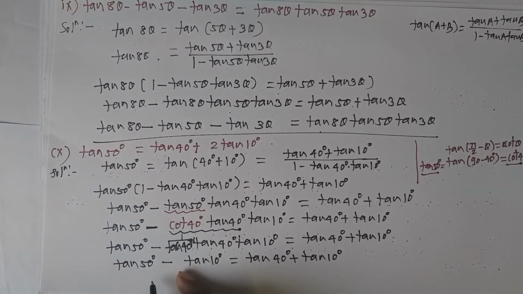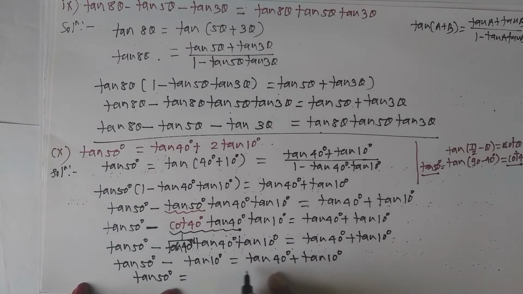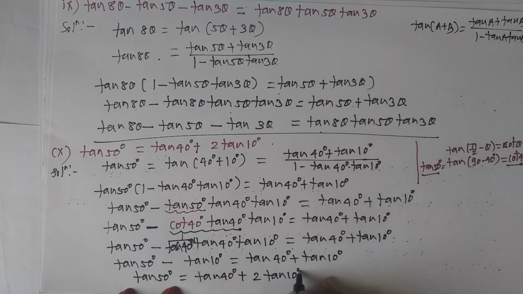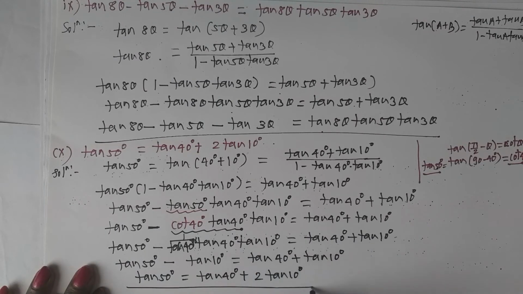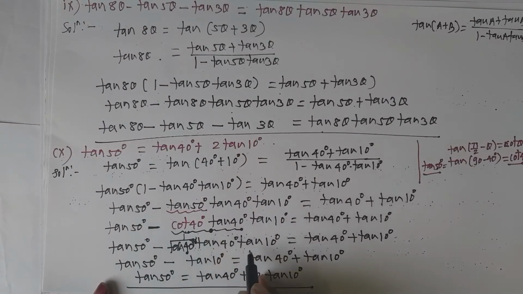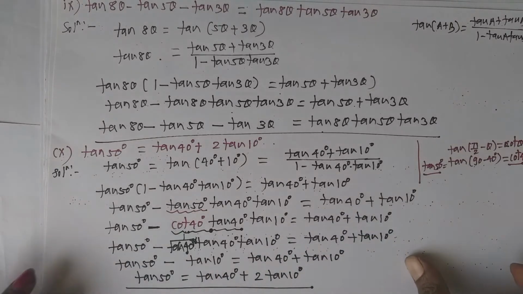And in the next step, you transfer this tan 10 degree to the right hand side, and this tan 10 and this tan 10 becomes 2 times tan 10 degree. Okay. In this way we have proved. Directly at this step you can take the reciprocal of cot 40, that is 1 upon tan 40 degree. Okay. And the product of these two terms will be 1. Okay. In this way we have got the required result. Okay. Let's see the next.